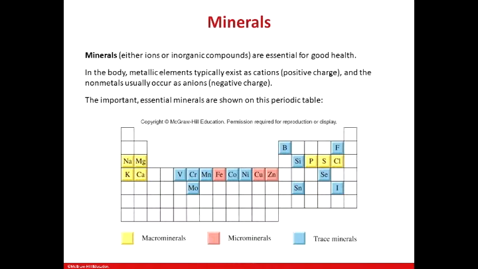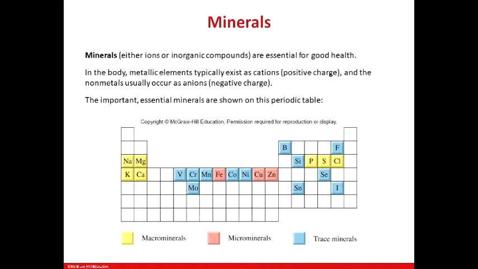What about minerals? Also, either ions or ionic compounds are essential to good health. They are very essential to good health. Okay? In the body, metal elements typically exist as cations, positive charge, and the non-metals usually occur as anions, negative charges. The important essential minerals are shown on this periodic table. Stare at this table a lot. My examples will come from it.